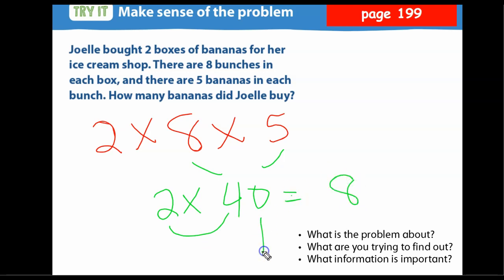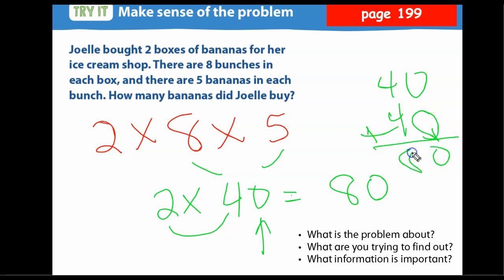8. And then how many zeros do I have? I only have 1 zero, so I just put that next to it. Okay. Or I could just add 40 plus 40, right? Which is 80. Okay. Either way, I still get the same answer.